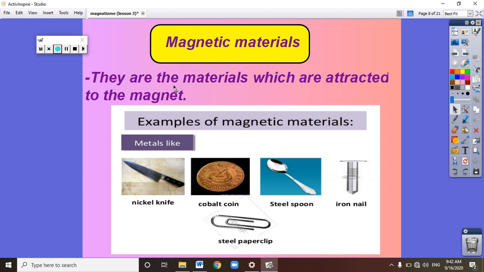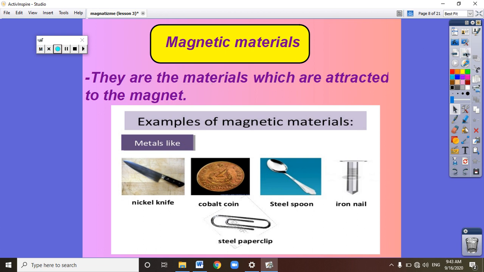Let's know the definition and the examples for the magnetic materials. Magnetic materials are materials which can be attracted to the magnet, like nickel, cobalt, steel, and iron. We will recognize them as iron, nickel, cobalt, steel. So the magnetic materials are iron, nickel, cobalt, steel. If you are asked for examples of magnetic materials, the answer will be iron, nickel, cobalt, steel. The magnetic materials are the materials which are attracted to the magnet.